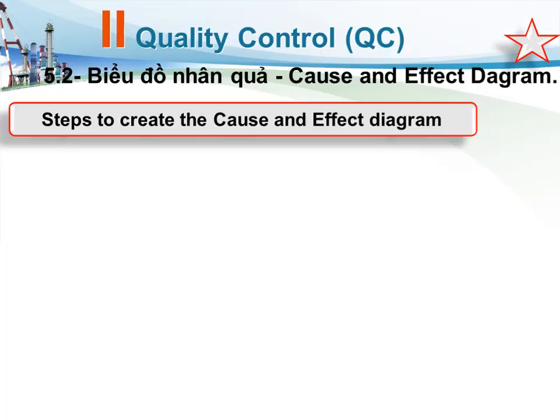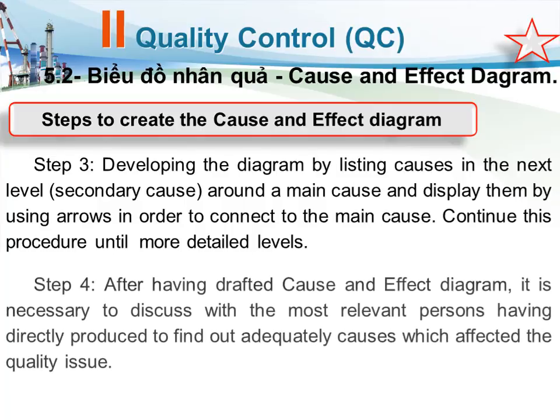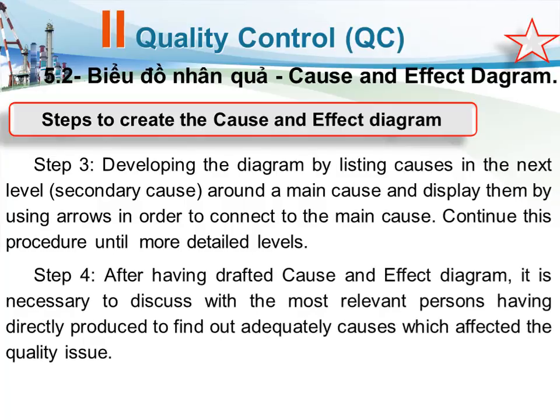Step 3. Developing the diagram by listing causes in the next level, secondary causes, around a main cause and displaying them by using arrows to connect to the main cause. Continue this process until a more detailed level. Step 4. After having drafted the cause and effect diagram, it's necessary to discuss with the most relevant people having directly reviewed it, to find out adequately the causes which affected the quality issue.